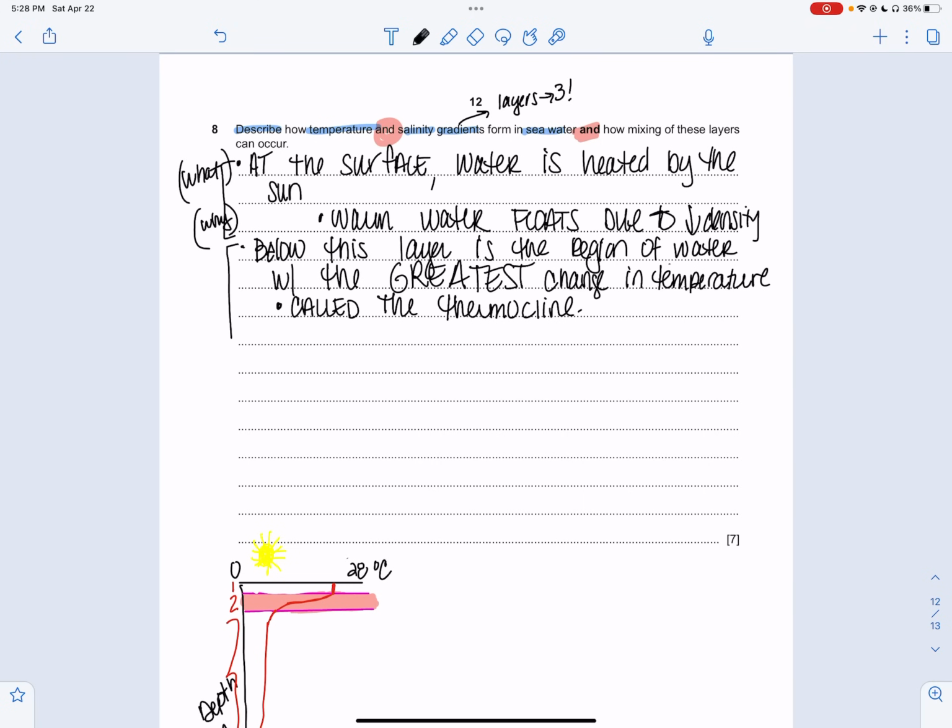Okay, and then why does that happen? Thermal, so it's the heat, radiation, or thermal energy doesn't penetrate far or deep, I don't like saying far, deep into the ocean.